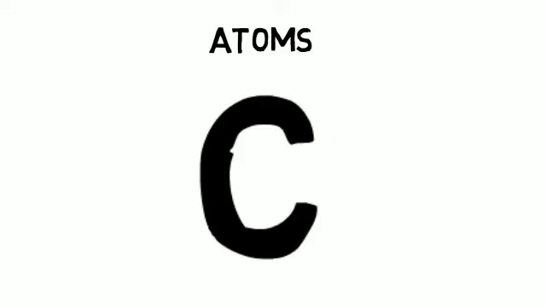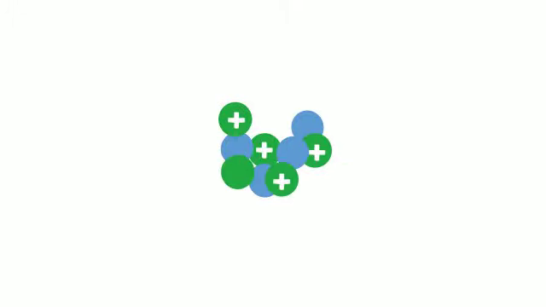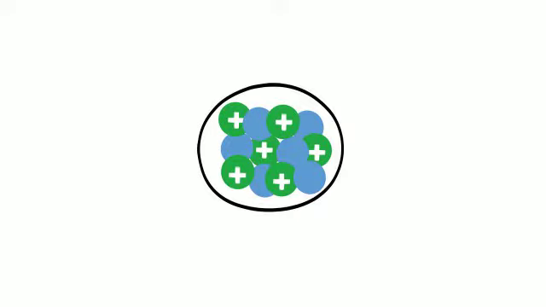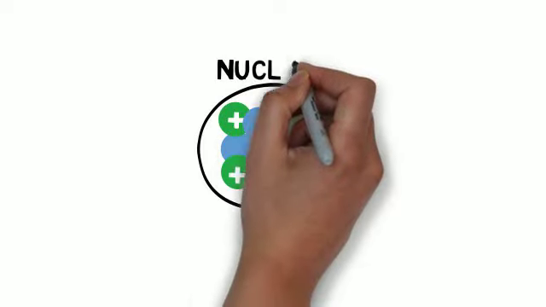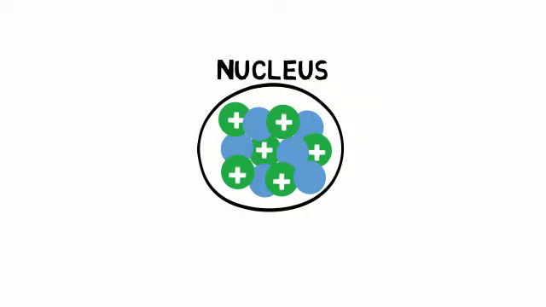In this video, we're going to look at atoms. So let's start off with a simple atom like carbon. What does a carbon atom actually look like? Well, in the center of our carbon atom, we have a mixture of positively charged particles that we refer to as protons and neutral particles that we refer to as neutrons. And together, these form our nucleus.